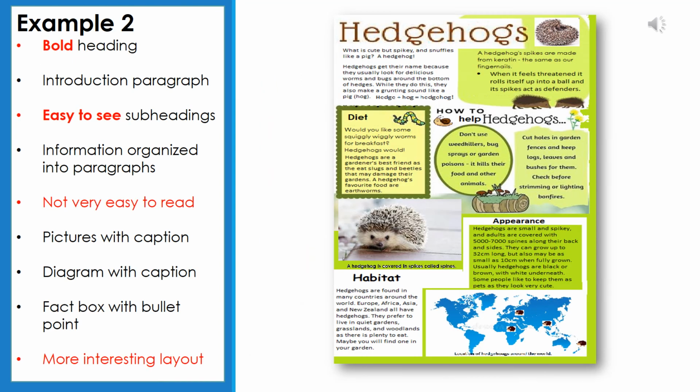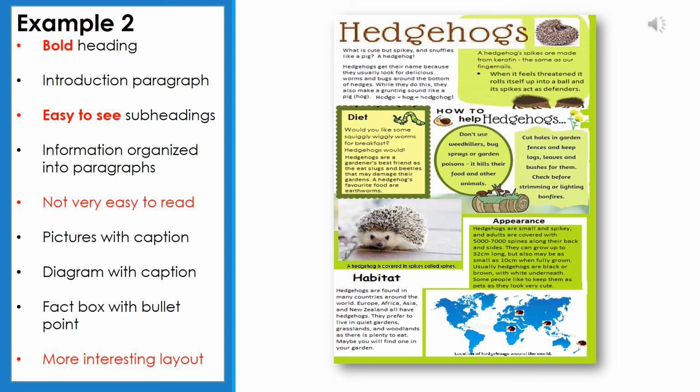Analyze example 2. Now, the heading is now bold. It's easier to see. I quite like that. We can see the introduction paragraph underneath. Now, the subheadings are also easier to see. They're larger. And then we have our information organized into paragraphs, but it's not very easy to read. There's all these different shapes and everything's all over the place. It's kind of a little bit tricky to read because it's just kind of a bit messy, don't you think?